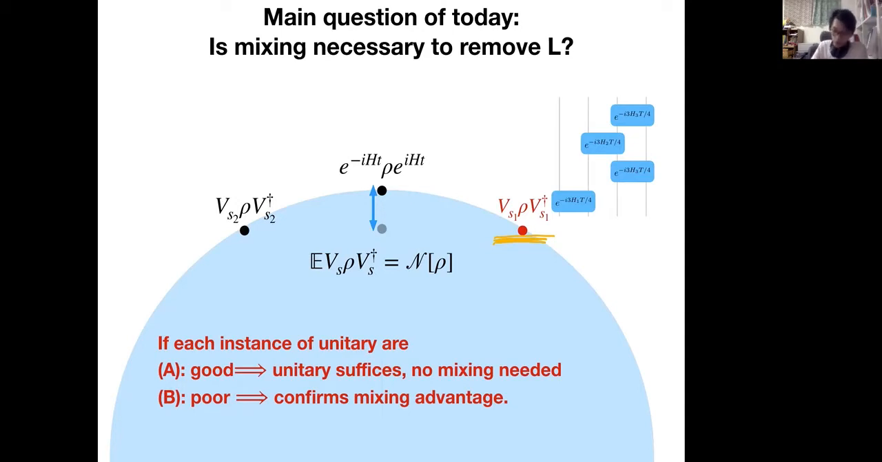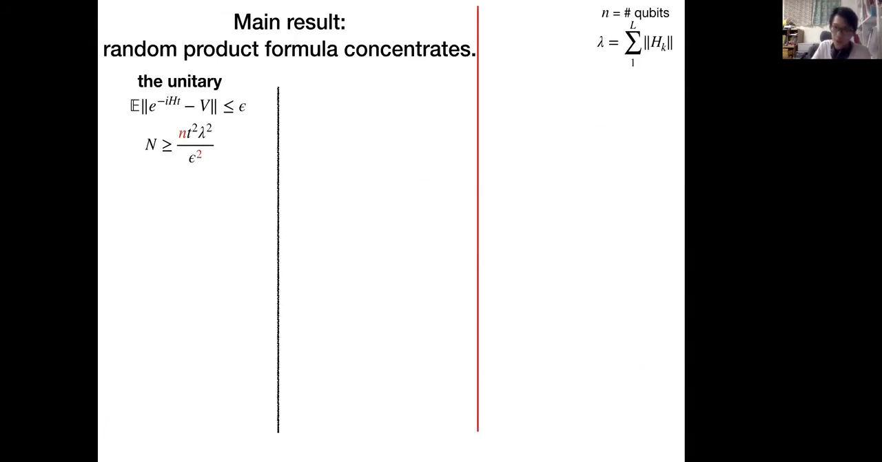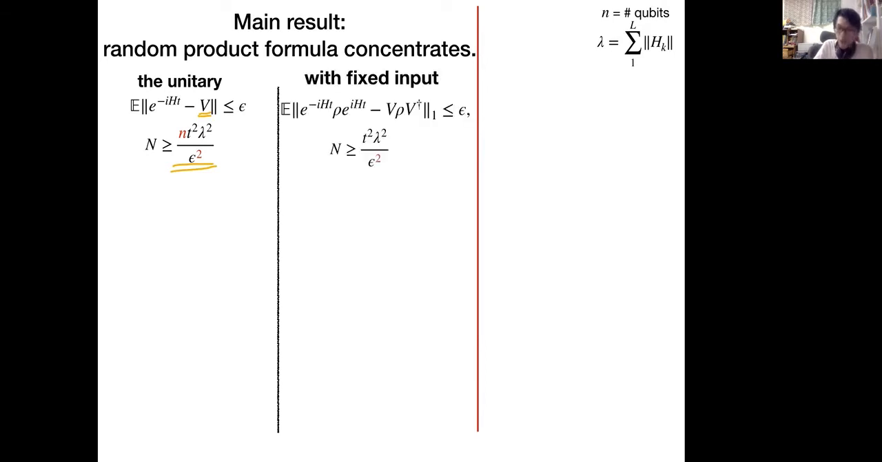Cool. And here's our main result. As the title suggests, random product formulas concentrate. So if you just randomly sample a gate sequence V, it already concentrates near the unitary. And here is the price you have to pay. Interestingly, if you only care about a certain input state, then a lower gate count suffices.